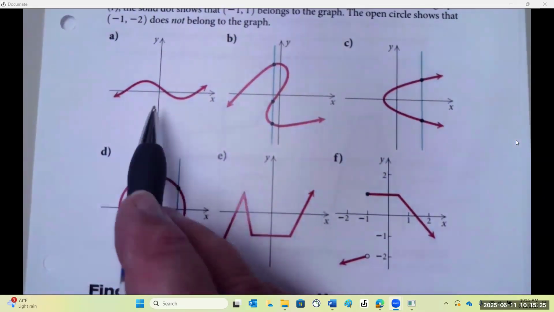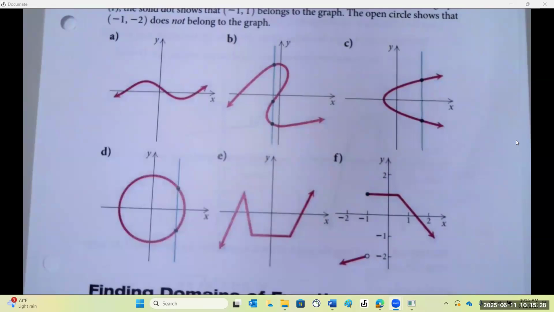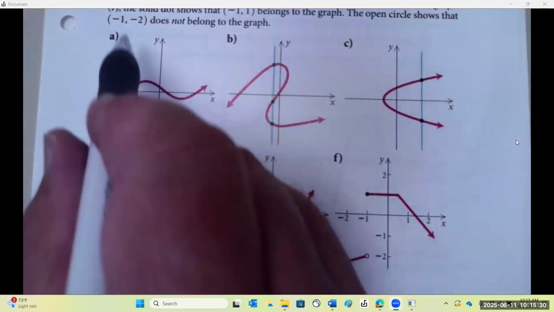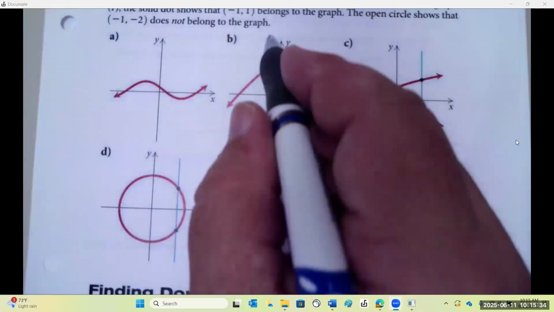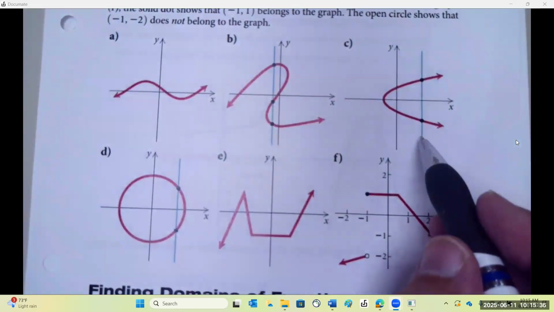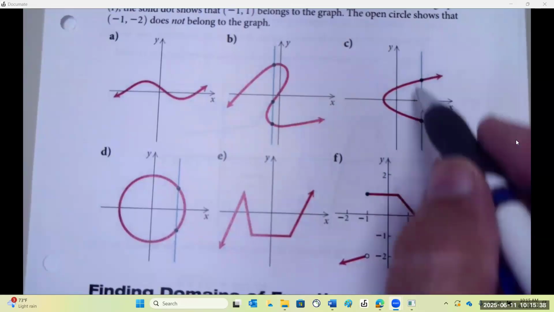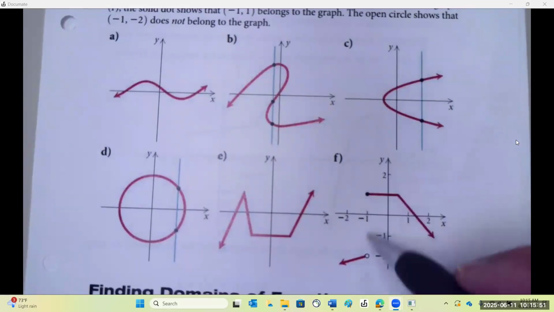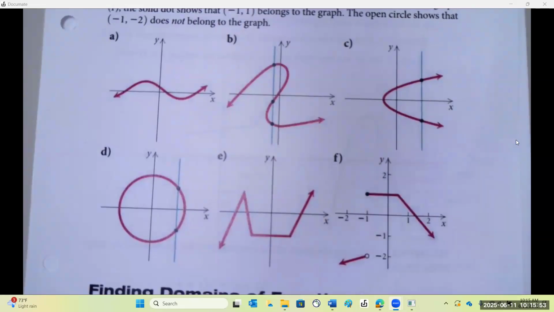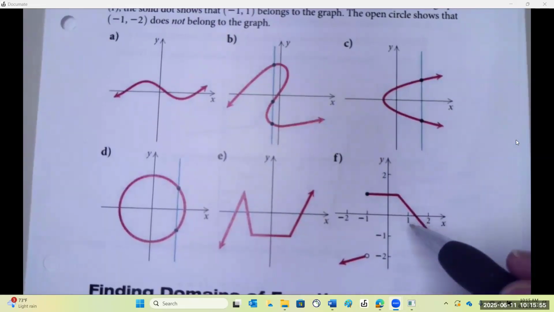Now, is the first one a function? Yes, because I could draw, it never crosses it more than once. Is the second a function? No, because it crosses more than once. Third one? No. Fourth one? No. Fifth one? Yes. Sixth one? No. Why not? Because it's hitting this one here. Yeah, that one. No. This is a function.